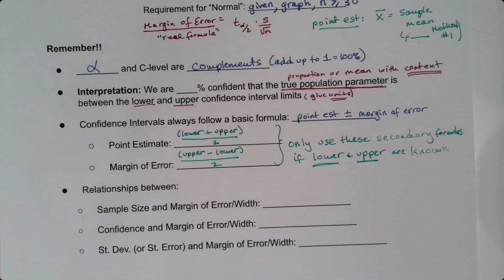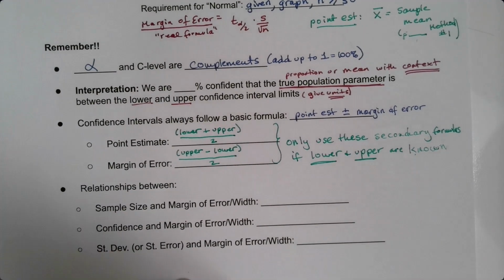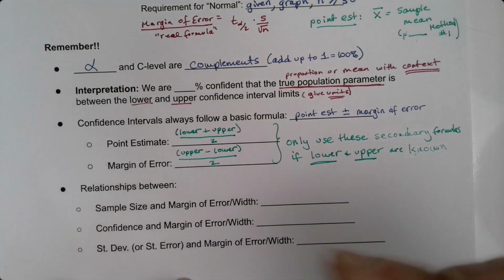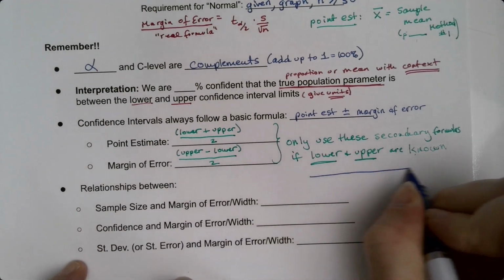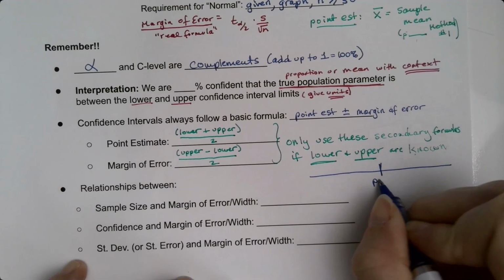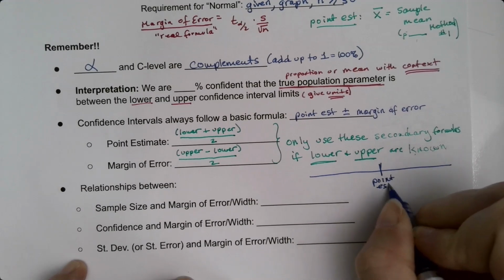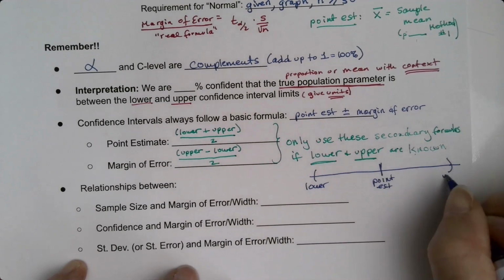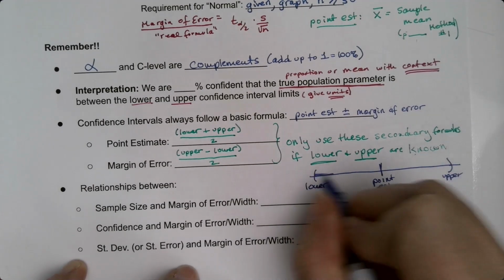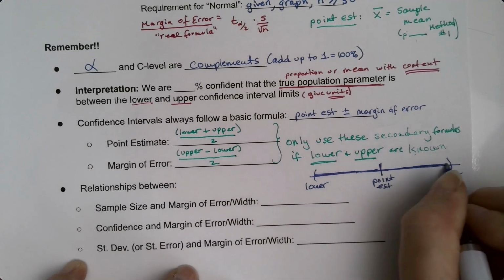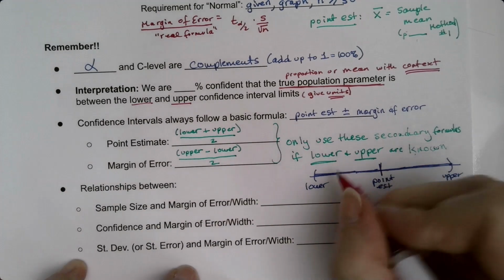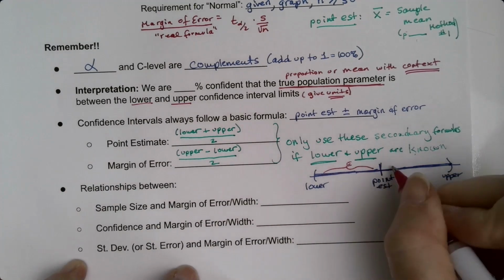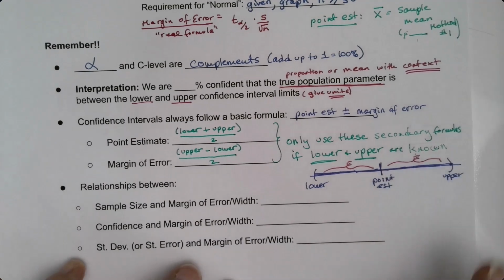Okay, next. What about the relationship between those? Oh, one other thing before I walk away from this point estimate. Just a reminder, the way the picture works, because it's always good to keep in your head what's happening. Your point estimate is here in the middle. You get your lower over here. You get your upper over here. The confidence interval is this in between. The error is right here and right here.